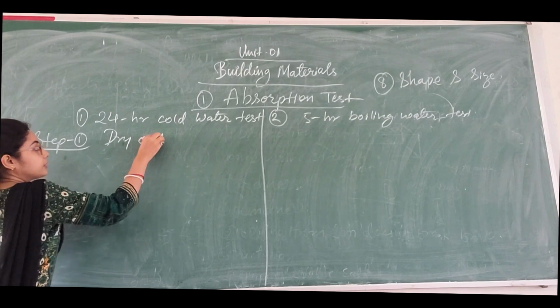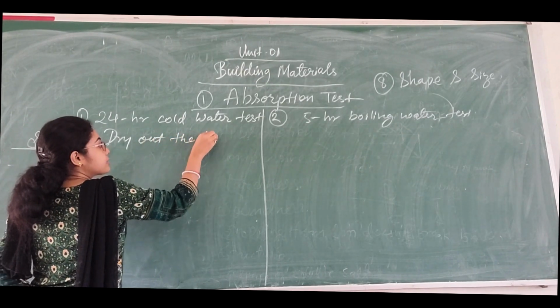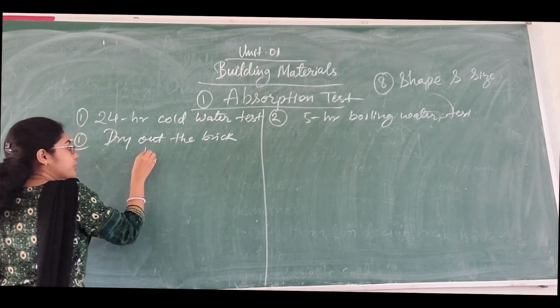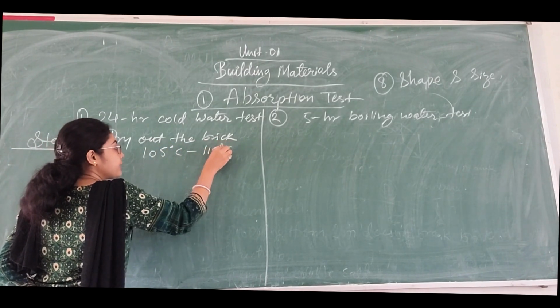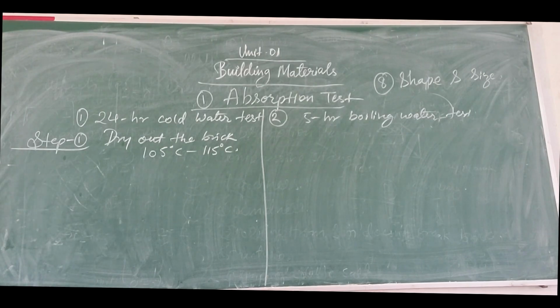Listen, dry out the bricks at a temperature of 105 degrees to 115 degrees centigrade, right? Keep it in your mind, you need not write. If you want you can, but think it, understand it, remember it in your mind. First you have to dry out the bricks at 105 to 115 degrees centigrade.